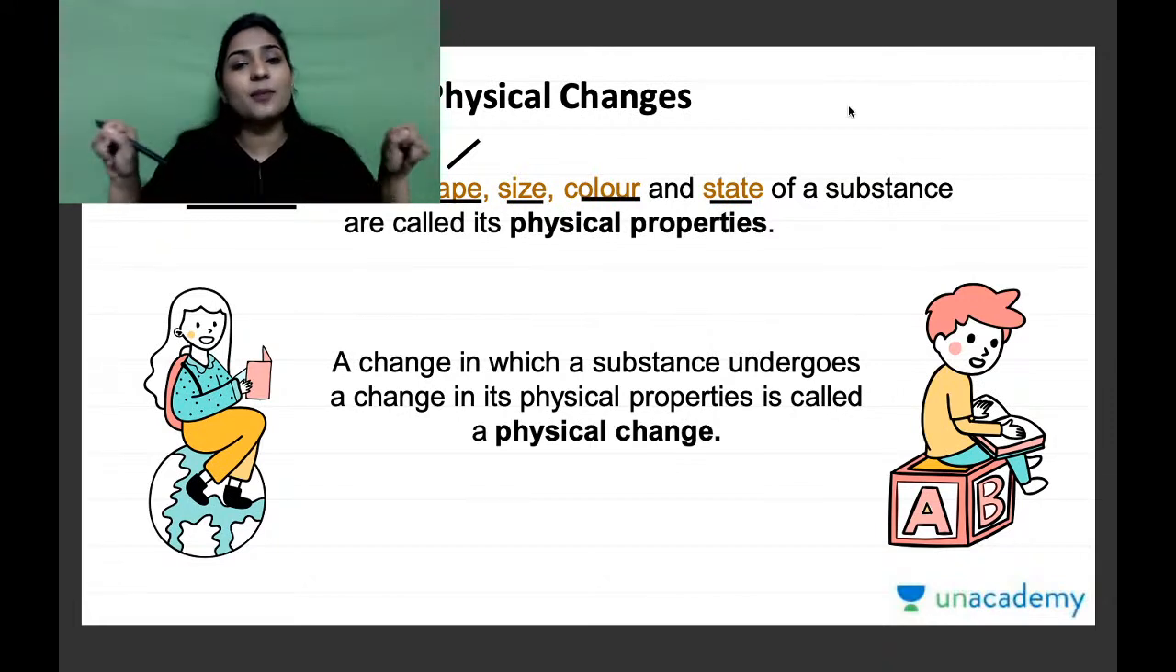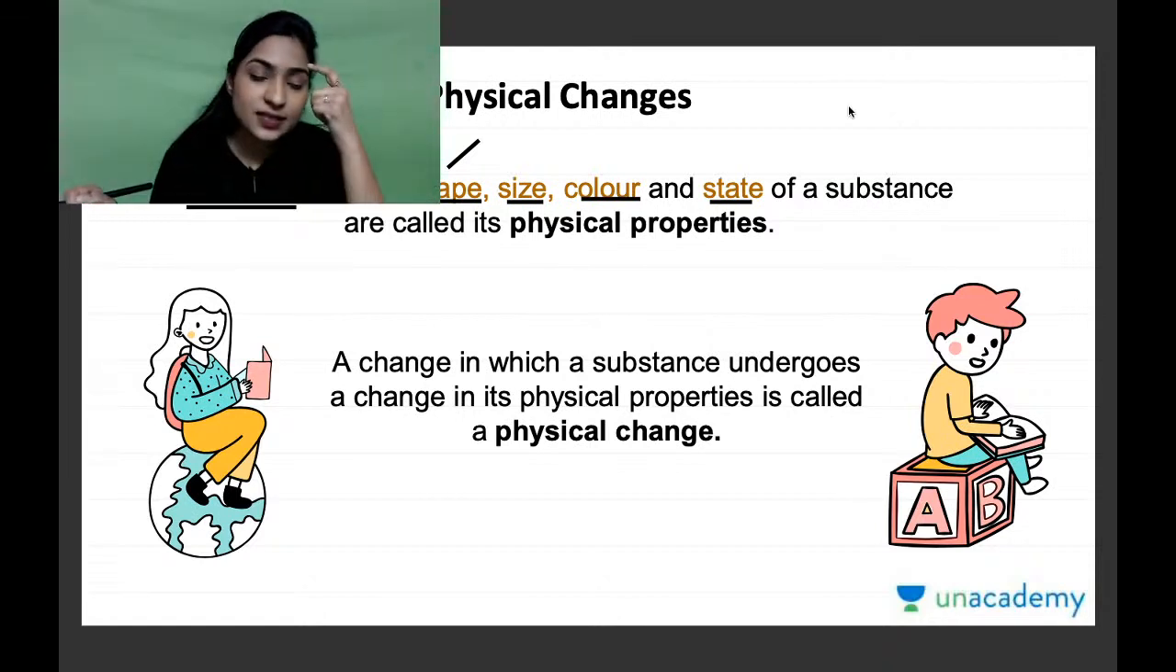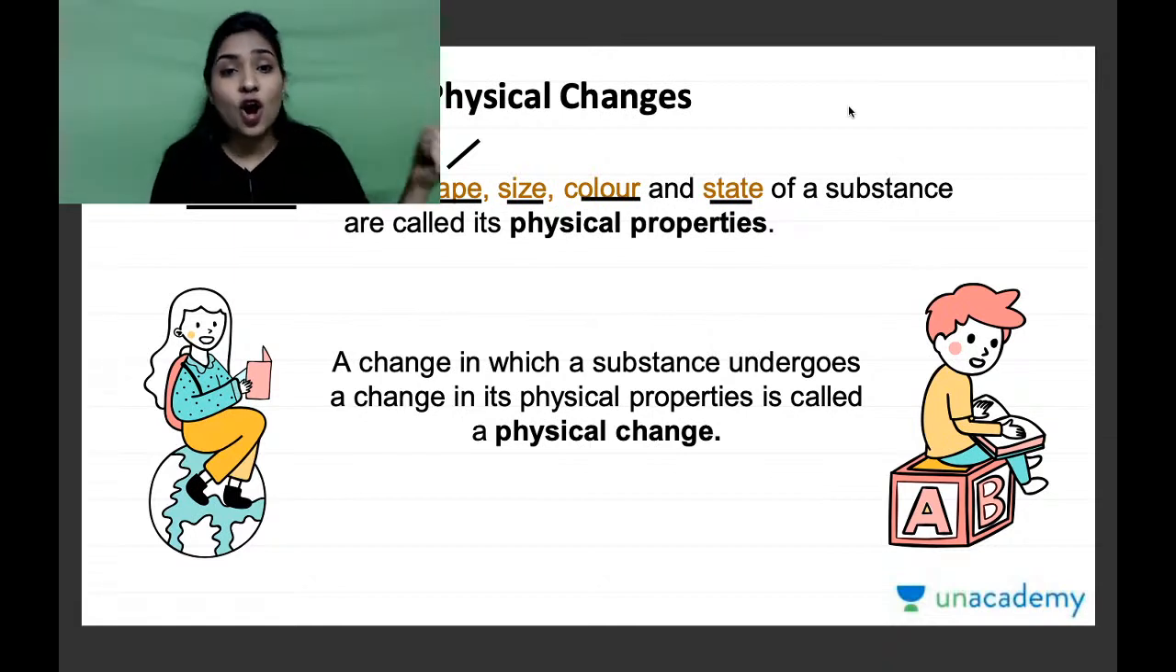Stretching of a rubber band is a physical change. Yes. Folding of clothes is a physical change. Yes. Switching off the light, switching on the fan, physical change. Yes. So now you know what are physical changes.